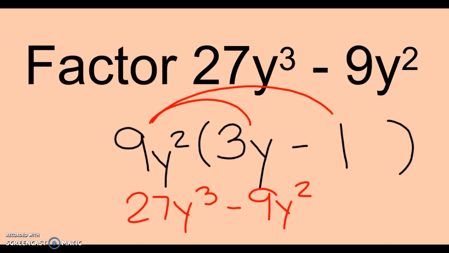Okay, so that's the distributive property of factoring. That is not for factoring a trinomial. This is just for when it has a common factor.